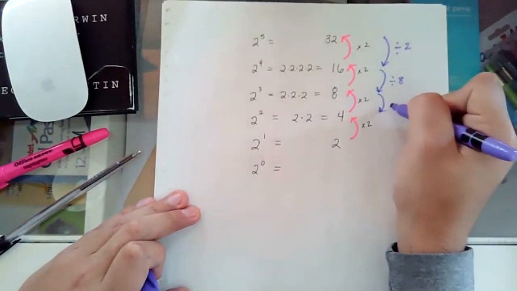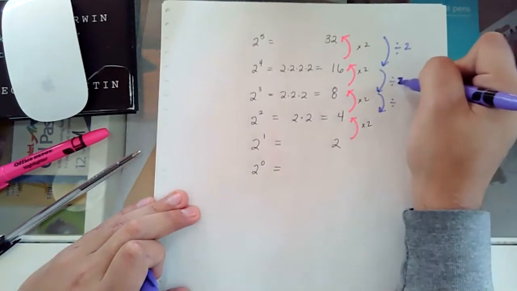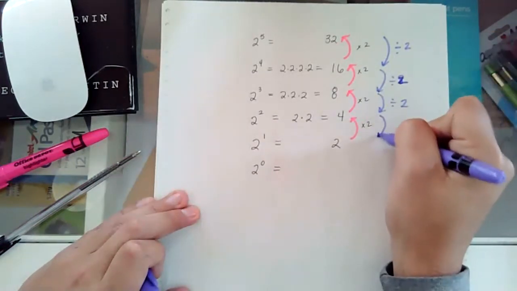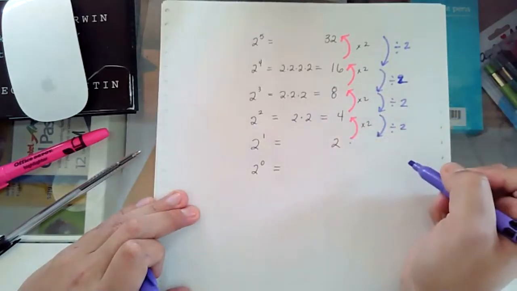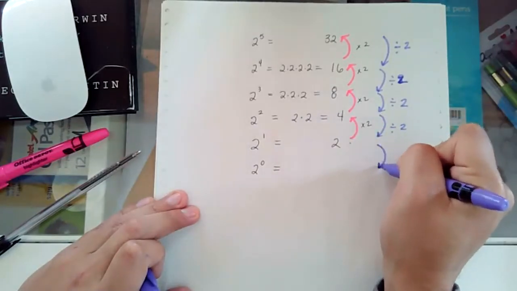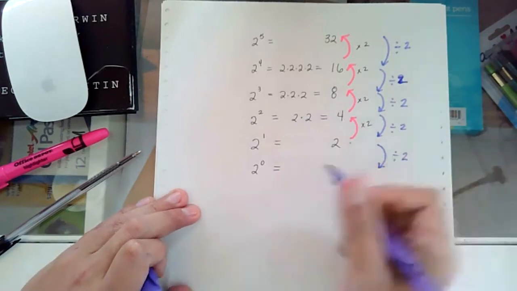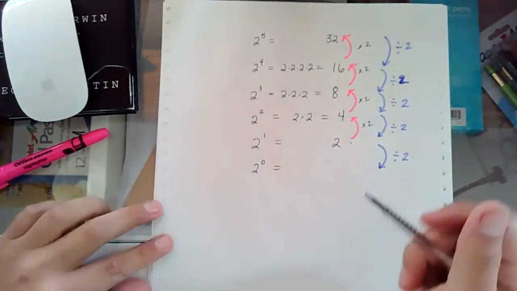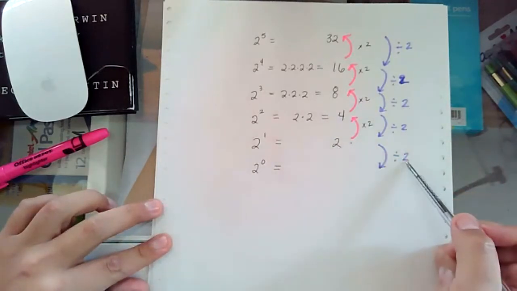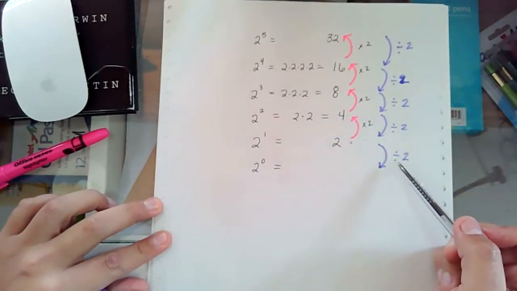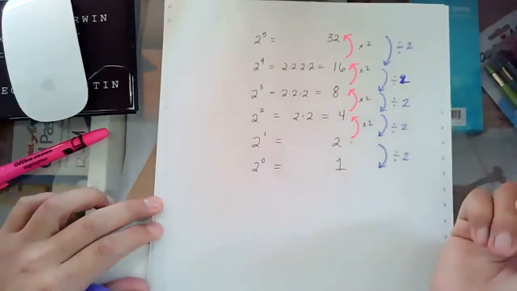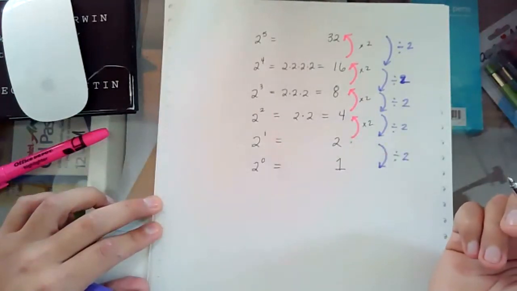And 8 divided by 2 gets us back to 4. 4 divided by 2 gets us back to 2. And so what should we naturally get here if we just divide by 2 and get to the exponent of 0? Well, what is 2 divided by 2? 1. That's why it makes sense to call 2 to the 0 power 1.